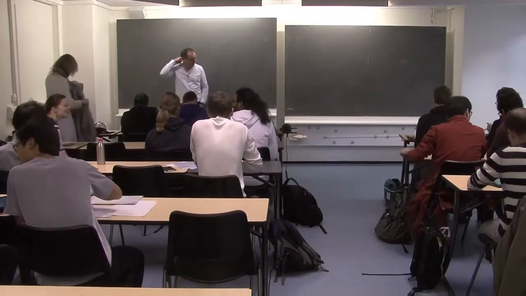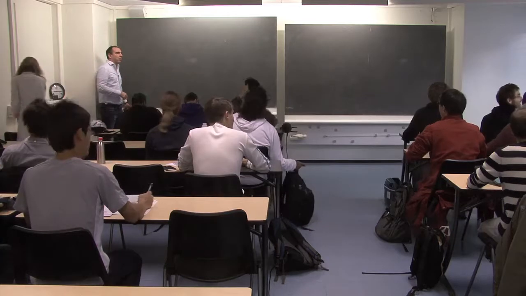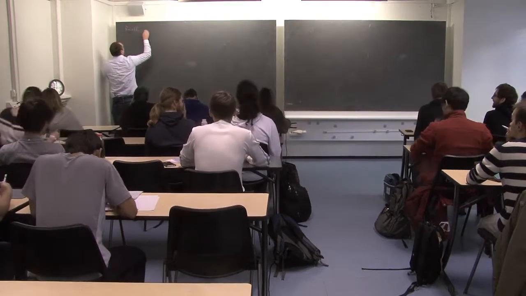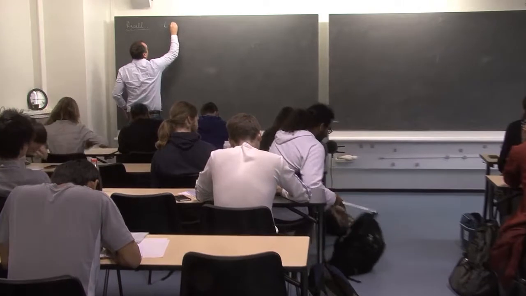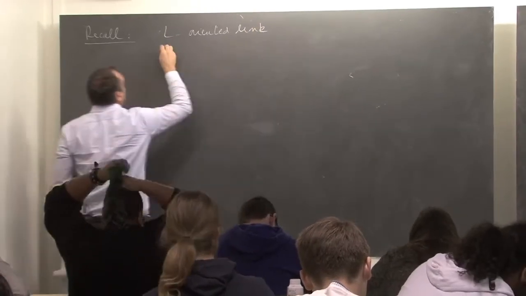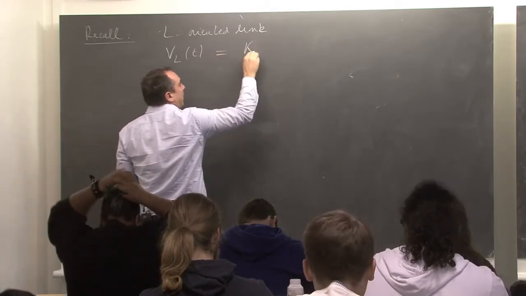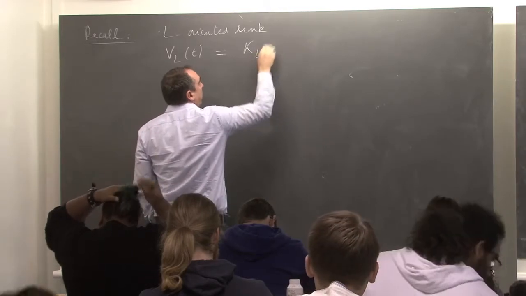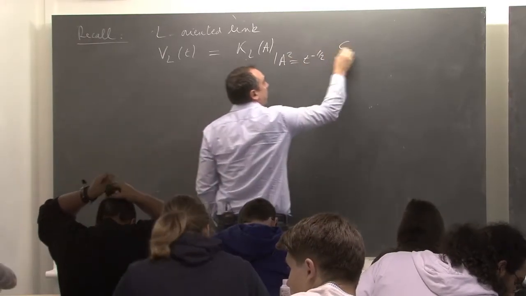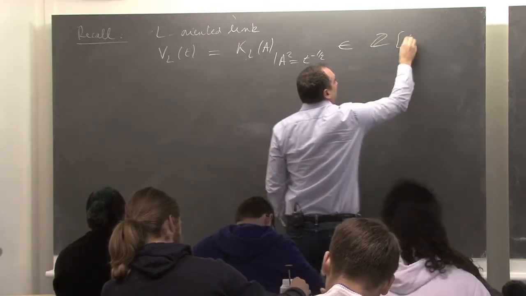Okay, so hello. Last time we defined the Jones polynomial. Recall that if L is an oriented link, the Jones polynomial of L is defined as the Kauffman polynomial of L, where A squared is t to the minus 1/2. This is a Laurent polynomial in t^(1/2).